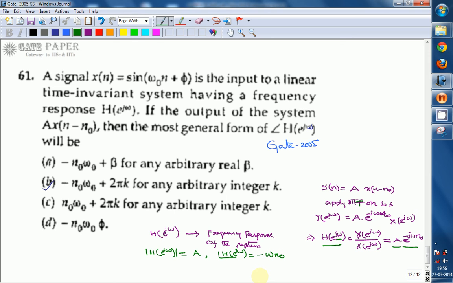Then we can say that the angle of H of e power j omega, taken as e power minus j omega n naught, becomes minus omega naught n naught, periodic with a period of 2 pi, so we can write it as plus 2 pi k. So the answer becomes minus omega naught n naught plus 2 pi k for any arbitrary integer k. So that's the reason for that answer.